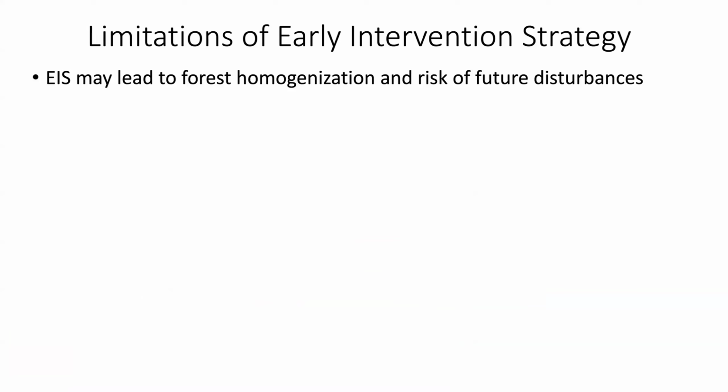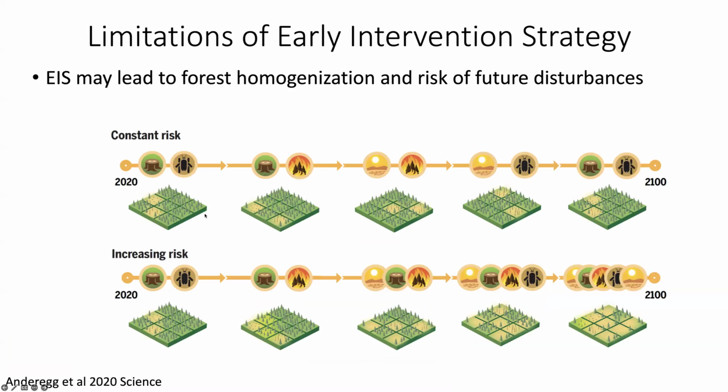Early intervention strategy may lead to forest homogenization. So I think we need to be careful in terms of the risks of future disturbances. This is a diagram from a paper in 2020 where we have a constant risk, allowing disturbances to play out, and we have this shifting steady-state mosaic. Different stands are going to be disturbed at different points in time, and so the distribution of your forest is going to be heterogeneous and might be constant over time. So you're going to see a certain pattern of disturbances.